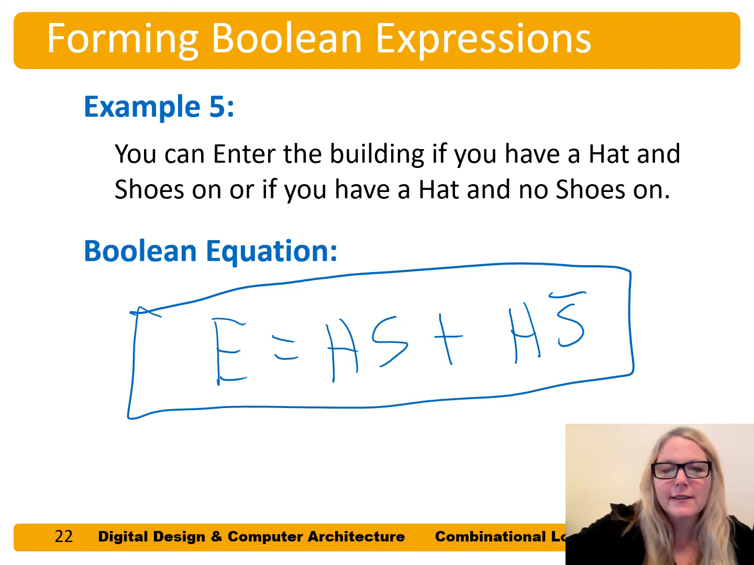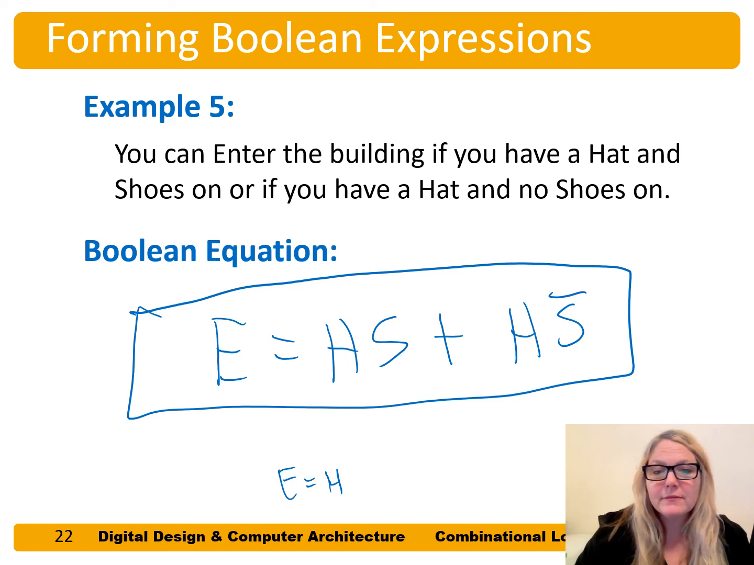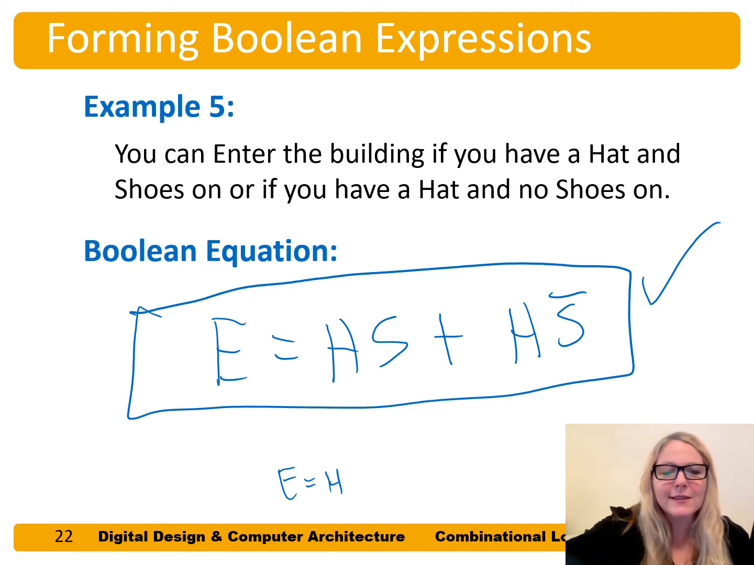This is really just saying we could reduce it to E equals H: you can enter the building if you have a hat on. But the statement, again, says the top one, and that's what you want to write down. But then you could realize, oh, I could actually reduce that to just E equals H. You could read a long list of legal documentation that says you can enter if you have a hat and shoes, and you may also realize that with a hat and no shoes you can still enter. Well, now we can reduce that down to E equals H: you can enter if you have a hat on.